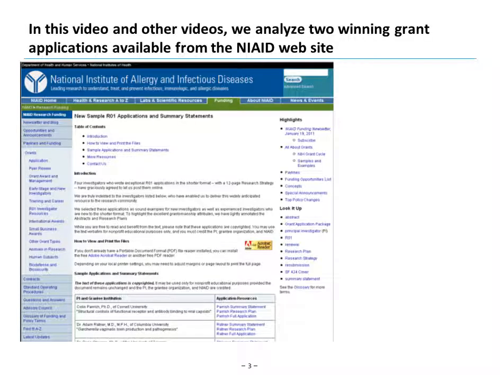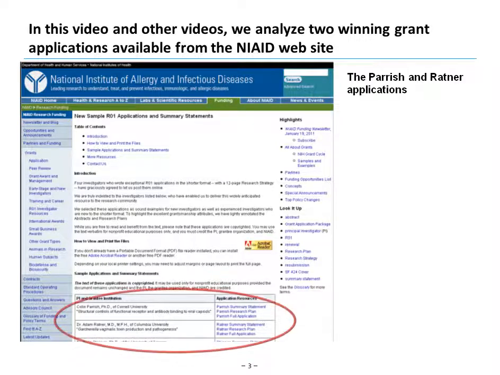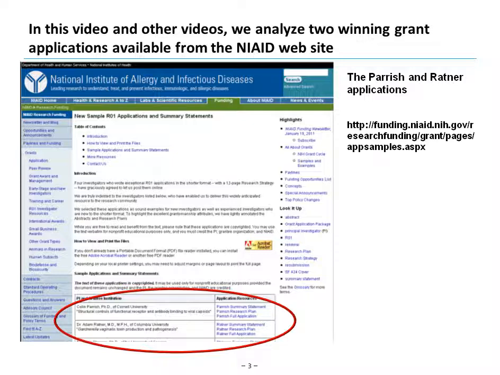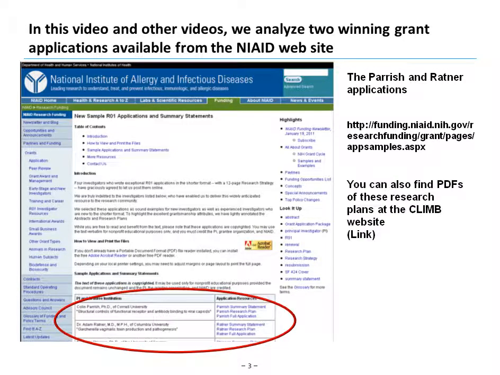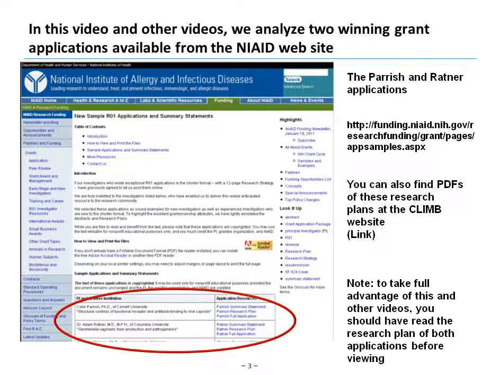So in this video and other videos in this sequence, we analyze two winning grant applications available from the NIAID website. These are the Parrish and Ratner applications. You'll find the link to the website here. You can also find PDFs of these research plans at the CLIMB website.